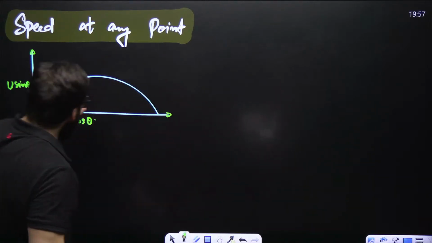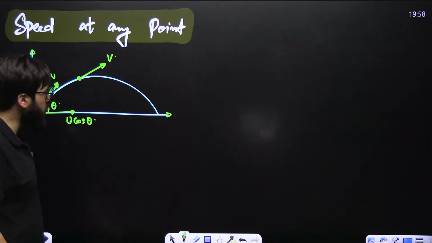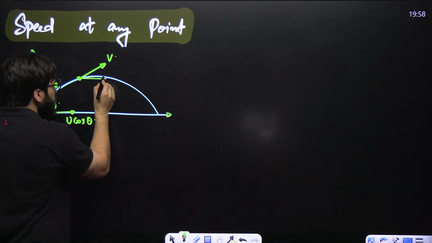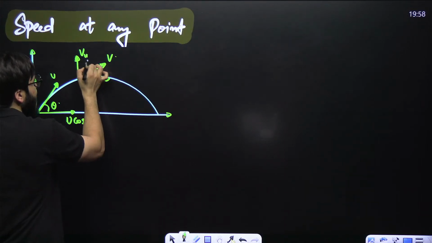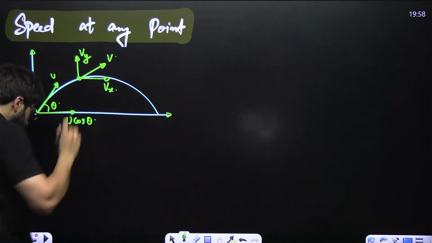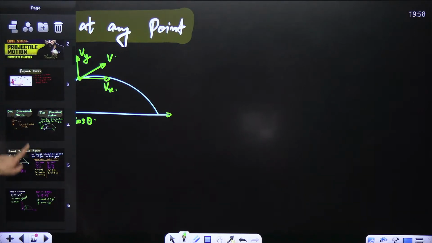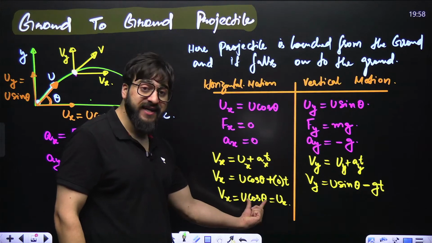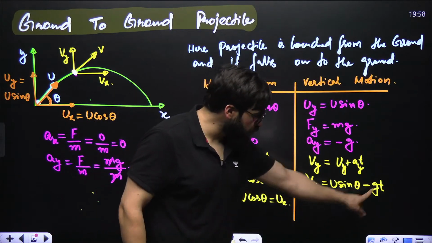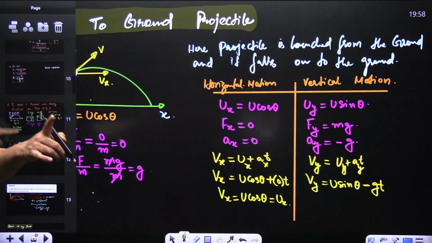We said this particular point, let's suppose its velocity is v. Can I say this will be its horizontal component, this will be its vertical component. This is vy and this is vx. If you remember, we have already calculated the value of vx and vy. Value of vx is u cos theta. Value of vy is u sine theta minus gt. I'll copy it as it is because I'll not explain once again.